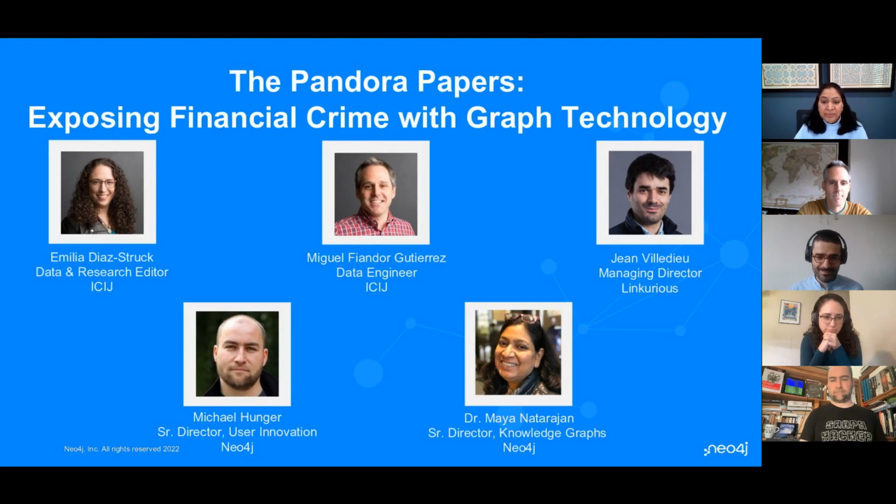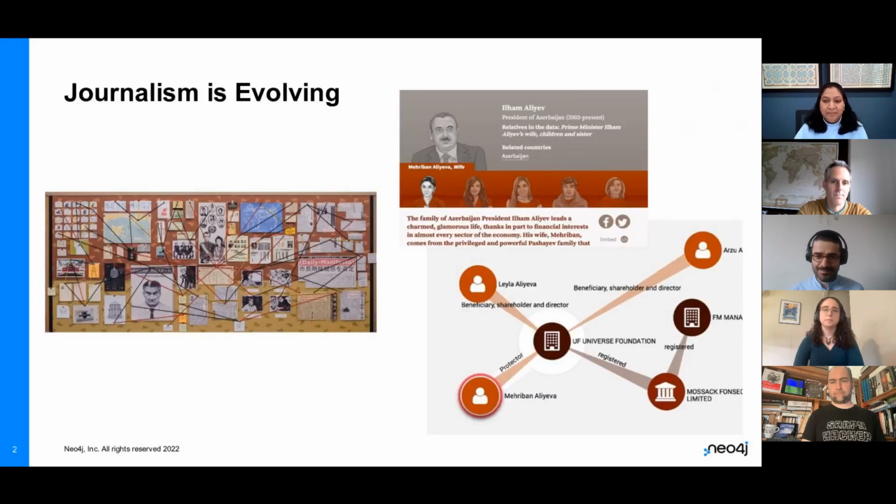Joining them to share a demo with real data is Jean Villedieu, Managing Director from our partner organization, Linkurious. And last but definitely not least, we have Michael Hunger, who's Senior Director of User Innovation at Neo4j. And he's going to present on how to apply graph technology to other use cases in the financial industry. As you can see, we've brought together a super knowledgeable team, so this is going to be a really good webinar. There's lots to do, so let's get started.